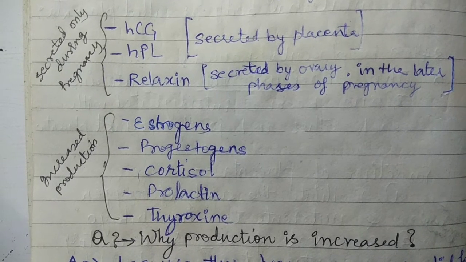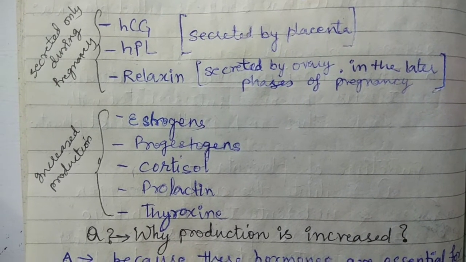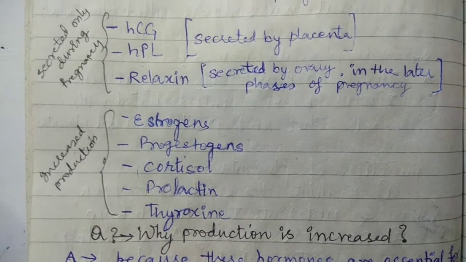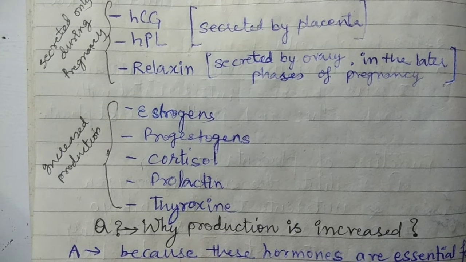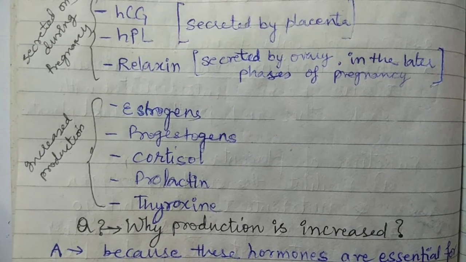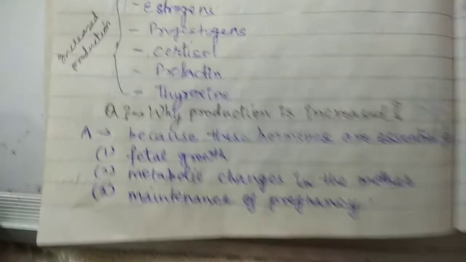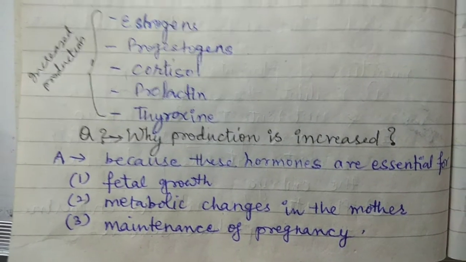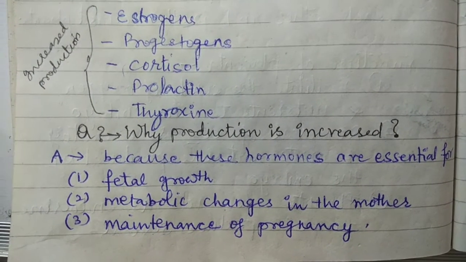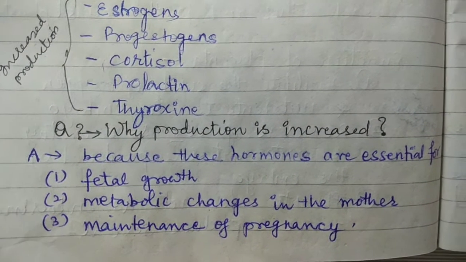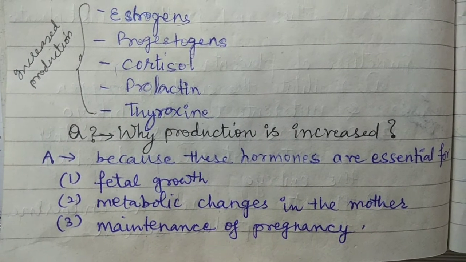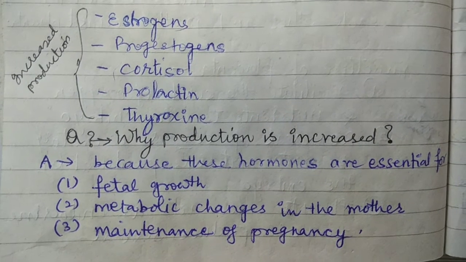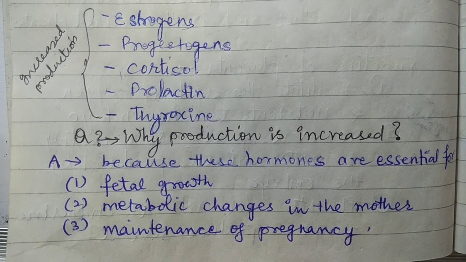HCG and HPL are secreted by the placenta. Relaxin is secreted in the ovary, mainly by the corpus luteum, and it is produced only in the later phases of the pregnancy. Now, what are the functions of these hormones? Why are these hormones produced in increased amount? Because these hormones are essential for fetal growth, metabolic changes occurring in the mother, and the maintenance of pregnancy.